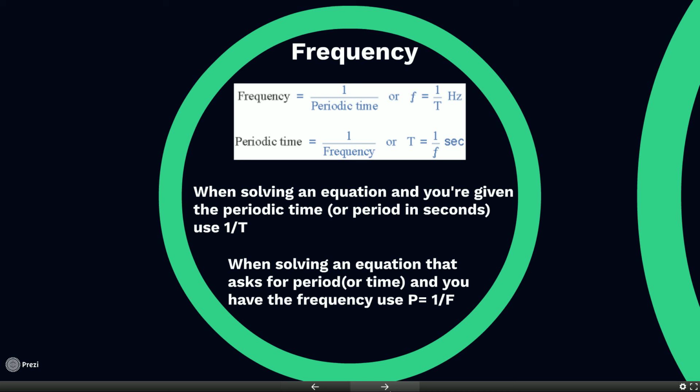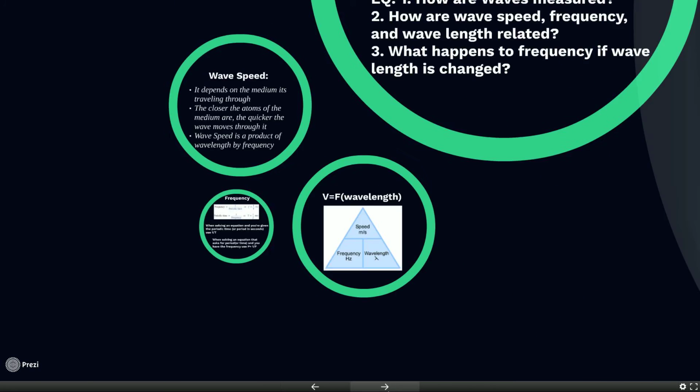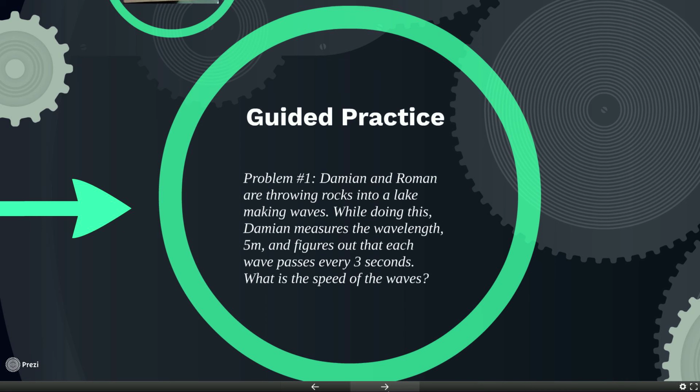When solving an equation that asks for period or time and you have the frequency, use P equals 1 over f. This is the opposite of the first portion of this slide, where sometimes you'll be given the frequency or you'll solve the frequency, but the question is asking for the period or the time in between waves. So you also have to convert back to periodic time, and the way you do this is you put 1 over f. Say you solve for frequency, or they gave you the frequency and it's 2. In order to convert it to periodic time, you put 1 over 2, which equals 0.5 once you put it in the calculator. You'll see this a little better once we get into the guided practice here.